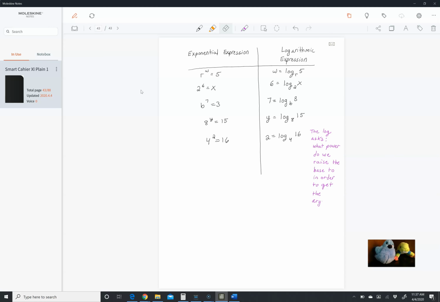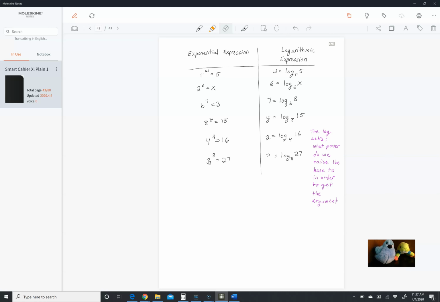So we're going to do 2 things at once here. We're going to solve some logs, but we're also going to convert it to exponential. So let's say that we have, I'm going to leave the left side blank, log base 3 of 27. So we're saying, what power do we raise 3 to in order to get 27? In other words, 3 to what power is equal to 27? We need to fill in this power here. So 3 to the 3rd is equal to 27.